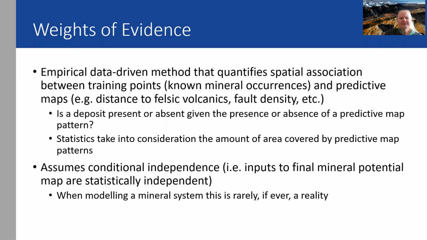So weights of evidence, this is a data-driven method that quantifies the spatial association between our set of known mineral occurrences and predictive maps, and looks at whether a deposit or a training point is present or absent given the presence or absence of a predictive map pattern. So in other words, is a felsic volcanic present or absent? And these statistics take into consideration the amount of area covered by the predictive map patterns, which can be really important, because if the predictive map pattern covers 90% of our study area, is it a particularly useful targeting criteria, or are you better off just throwing the data away?